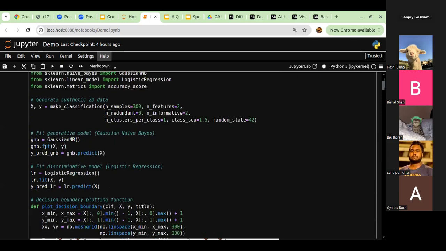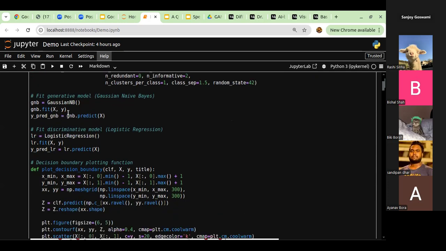Then I'm feeding the X, the training samples, and the associated labels to it. Then I'm giving a new X to it so that it can predict the corresponding Y. Then I'm also using a discriminative model, logistic regression. Have you gone through logistic regression? Yes, sir. Okay, then it will be easy for you to understand. Logistic regression is a classification algorithm. Then I'll show you how this works.